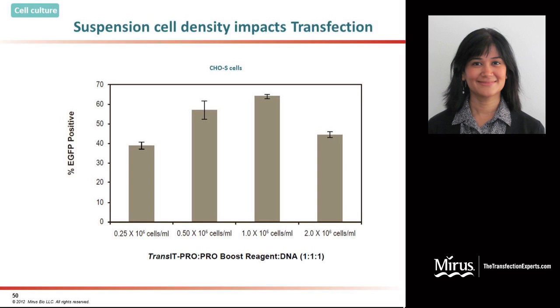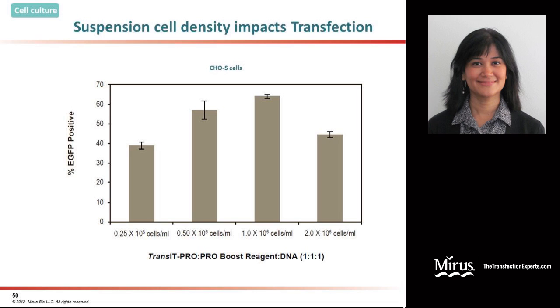In applications where suspension cells are cultured, the overall suspension cell density also impacts transfection, much like adherent cell confluency. The applications in which this is affected are large-scale protein production applications, in which the optimal cell density typically tends to be anywhere between 0.5 to 1 million cells per mL, as shown in this chart below, of CHO suspension cells that are transfected with an EGFP plasmid.